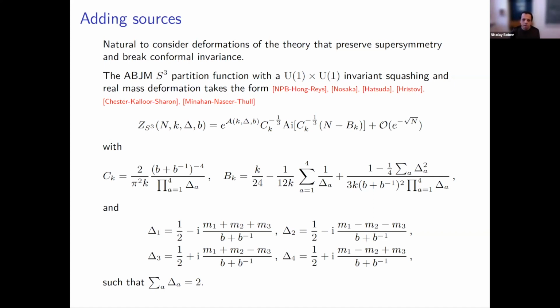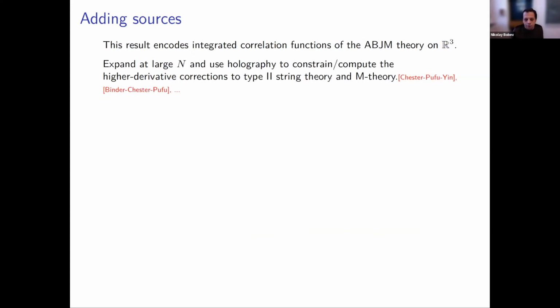But you can ask more physically, what is this good for? It's some very unnatural observable for normal quantum field theory people, right? You put the model on a Euclidean sphere. I don't even have a Hamiltonian anymore. I'm squashing the sphere, and I'm computing some path integral. What is this good for? And one thing that it is good for is that this thing that I just showed you, the answer, encodes in some very specific way integrated correlation functions of the conformal theory itself.